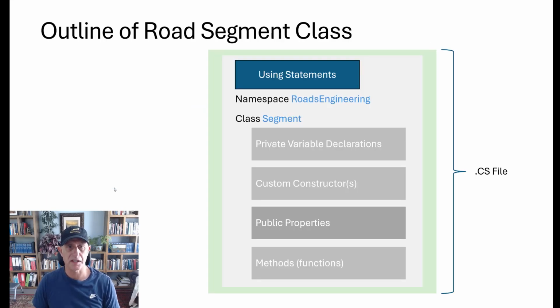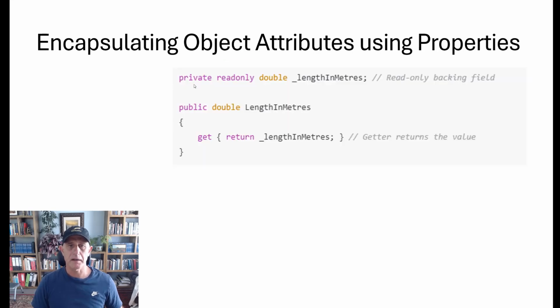We also discussed the outline of, for example, a road segment class. And in this video, we're actually going to go into Visual Studio, and we're going to code this class. So the concepts that we demonstrated was the structure of this class. We already discussed this also in a previous video. And specifically what I would like to focus on in this video is the concept of encapsulating object attributes using properties.